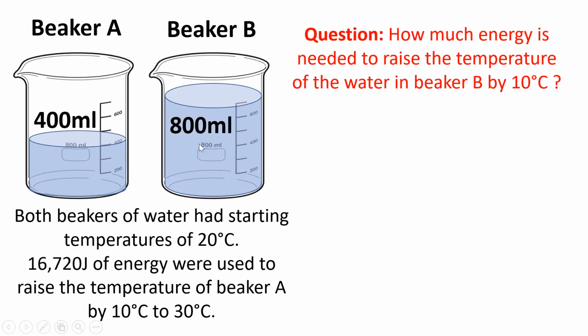So the first thing you would do is you would compare the volumes. You can see that that's 400 millilitres there. That's 800 millilitres there. You've got twice the volume, which is twice the mass. So how would the energy compare? Now pause your video and try to answer this yourself first. Try and explain your answer. Once you've finished, press play.